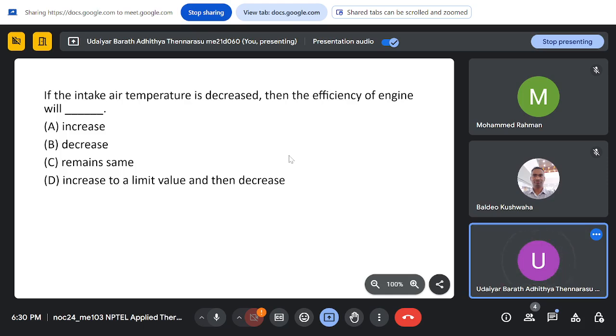So next is: if the intake air temperature is decreased, then the efficiency of engine will dash. A, increase, B, decrease, C, remains same, D, increase to a limit value and then decrease. So what do you think will happen? You can take a guess. You can write it in the chat box if you want.